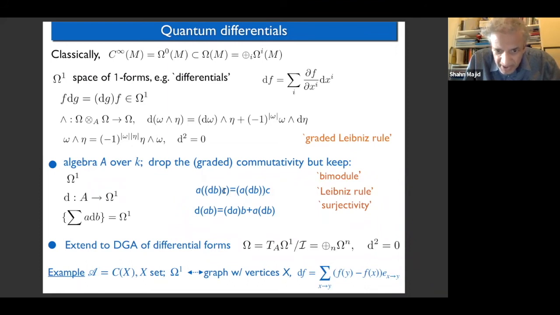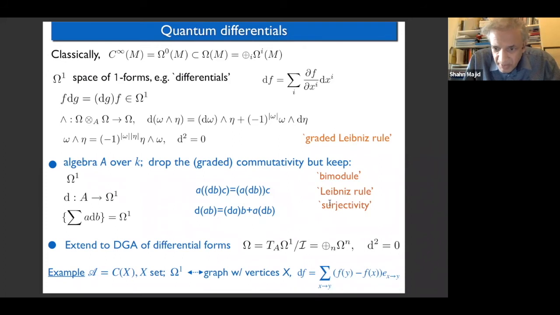So if you multiply by C onto a differential and then by A, it's the same as multiplying A into the differential and then by C. Now, D is a map from A into omega one. We assume that all of omega one is spanned by things like that. Otherwise, you could just make it smaller. There'd be no point not having that. And then you have the fundamental property, which is the Leibniz rule, which appears like this.